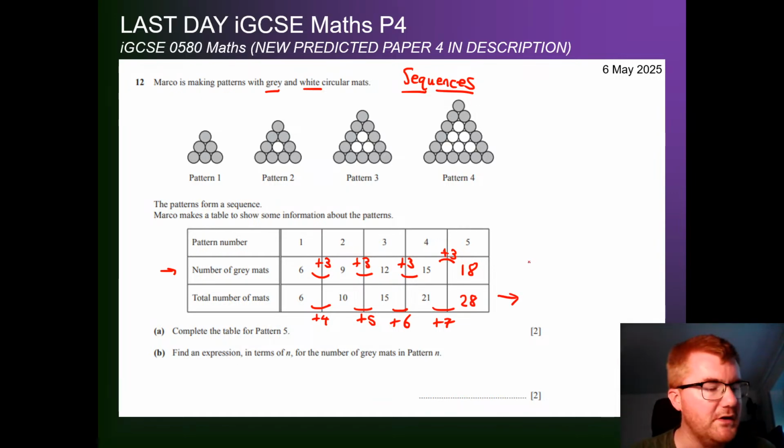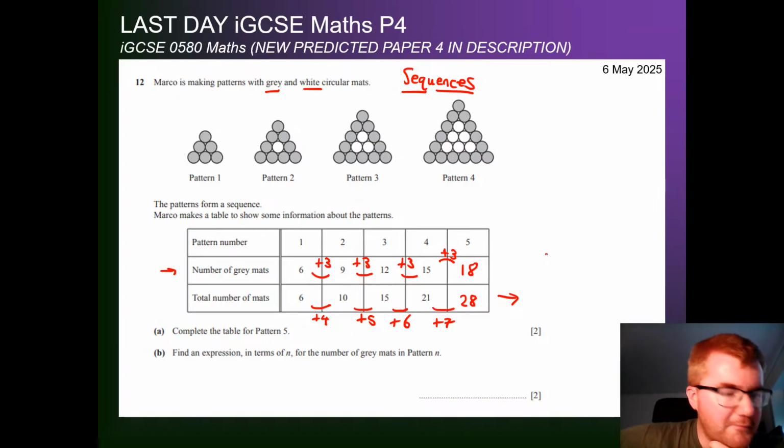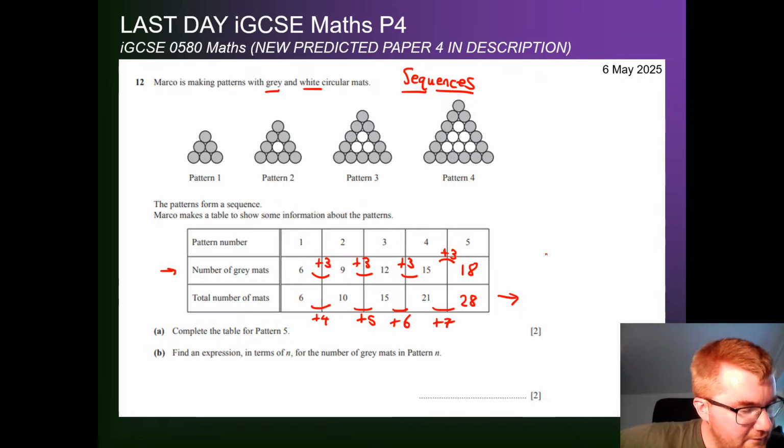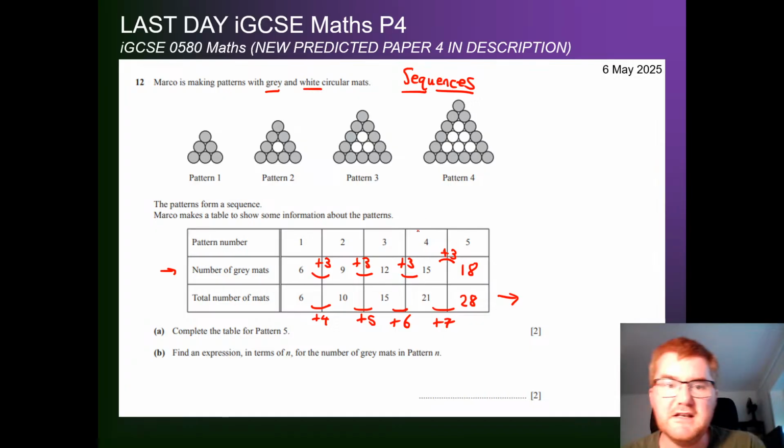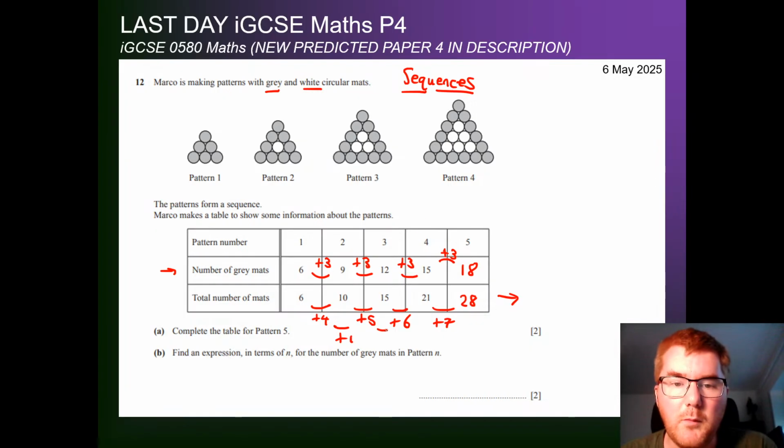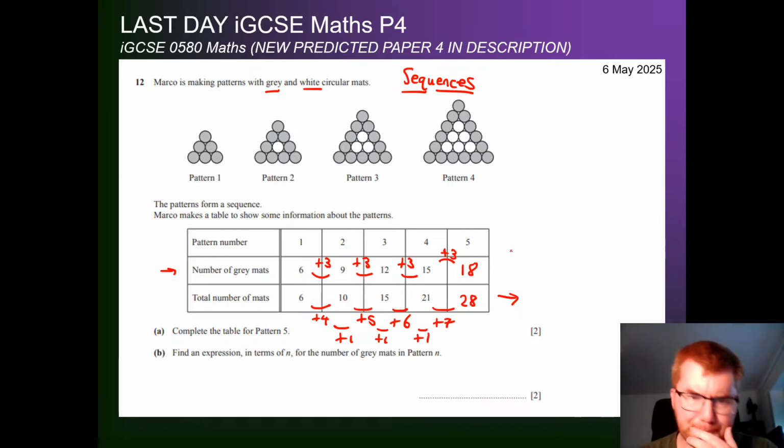Now in the chat, can you tell me what kind of sequence we have in this total number of mats? Let's see if the chat is working. Can someone tell me what that sequence is for the total number of mats? Is it linear? Is it something else? Oh, again, a lot of different ones. Quadratic, cubic, arithmetic. Oh, lots of different ones. It is quadratic. It is quadratic because we have a difference of a difference. Notice we go up +1 with our second difference. So just be aware that this is a quadratic sequence.